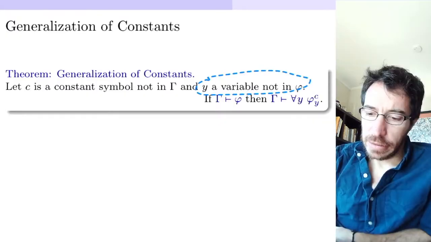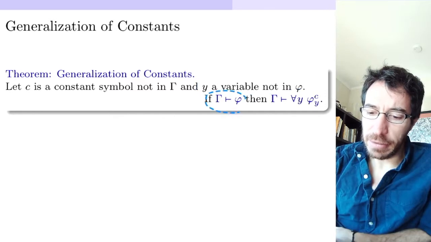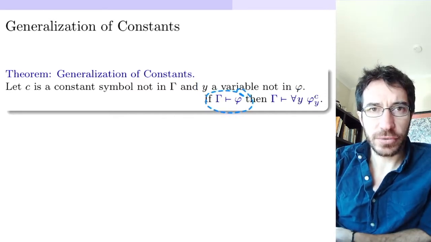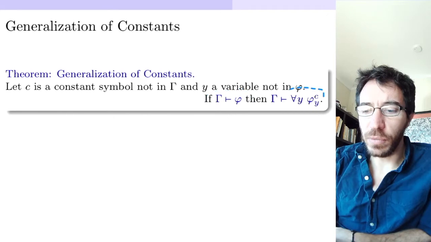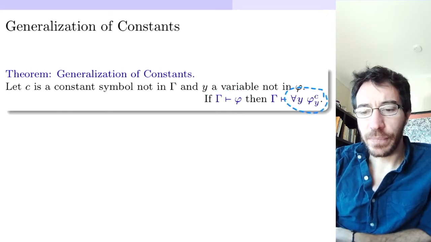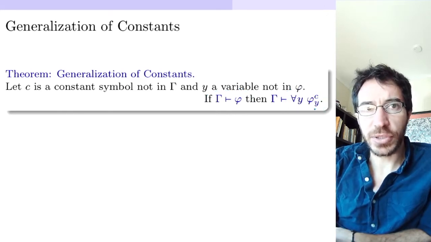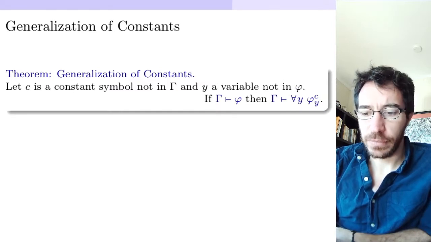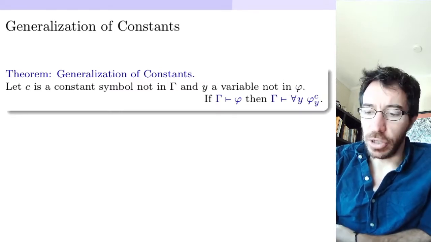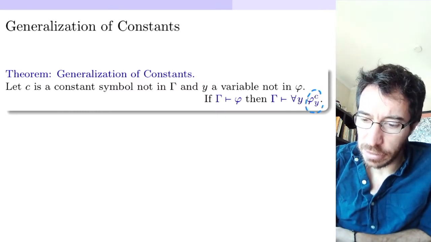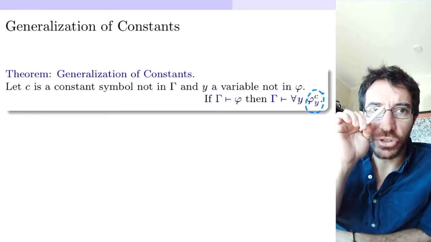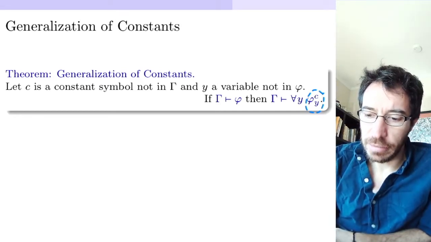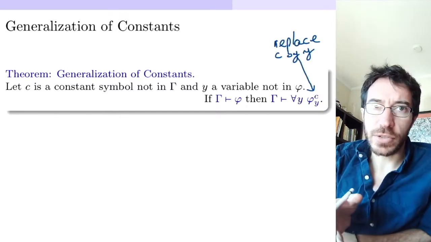Then, if gamma proves phi, so if there is a formal deduction of phi from gamma, then there is a formal deduction from gamma of for every y, phi where the constant c is being substituted by y. Recall that this means in the formula phi, replace each occurrence of c by y. Okay, so that's what that says.